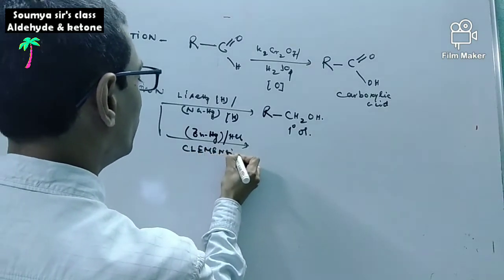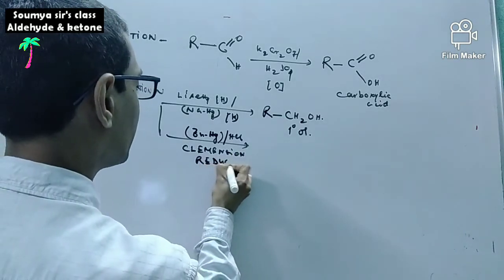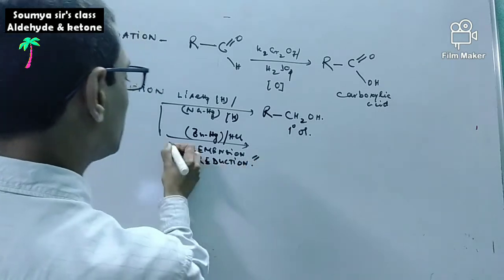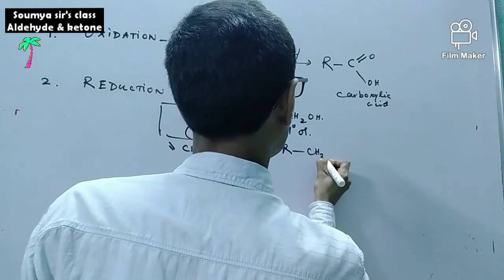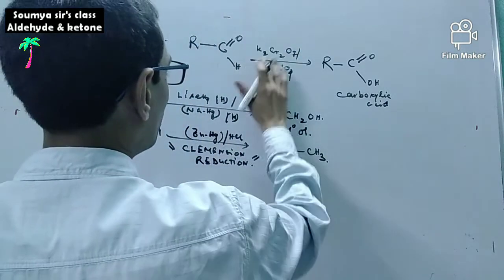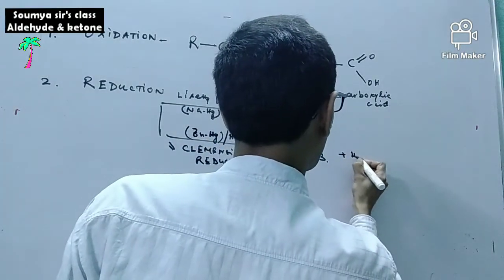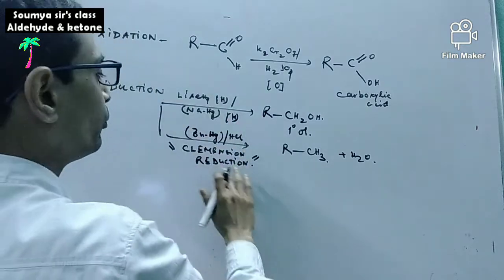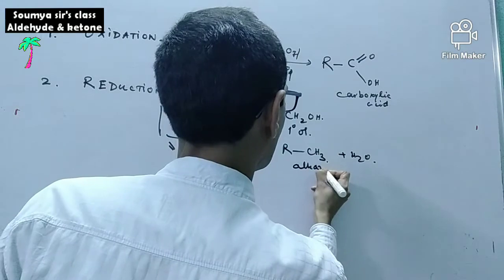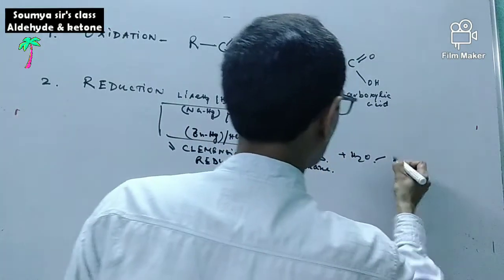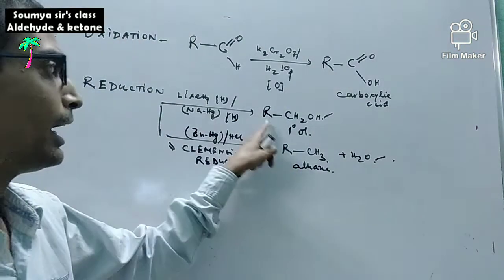On the other hand, if we use zinc amalgam along with HCl, it's called Clemmensen reduction. As we know from the earlier chapters, the Clemmensen reduction always gives rise to alkane. So this is a name reaction, Clemmensen reduction, and it forms RCH3. The oxygen is removed as H2O and the whole RCHO group becomes RCH3, that is alkane. So there are two types of reduction: one is Clemmensen reduction and another gives 1 degree alcohol.